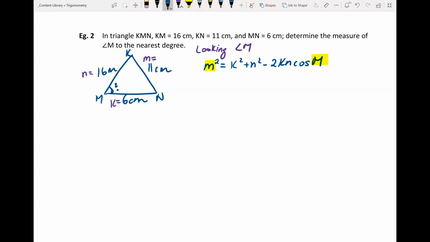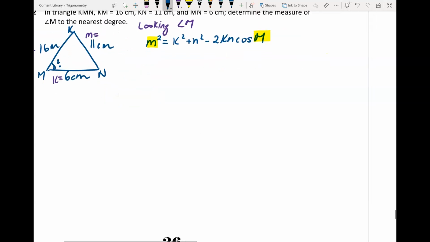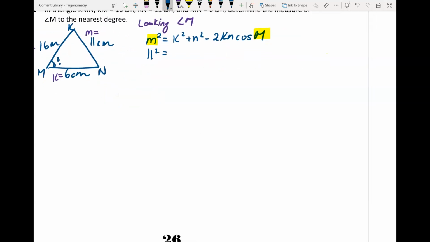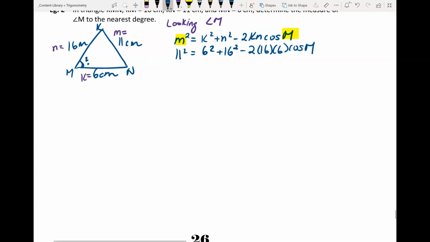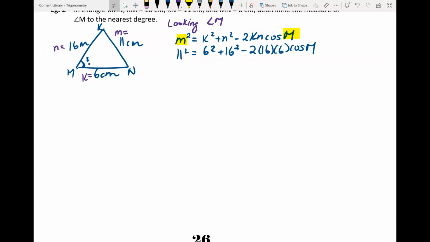Alright, so I'm going to plug in the information we know. We know side M is 11. We know side K is 6. Side N is 16. And angle M is what we're looking for, so I'm going to leave it as a variable. Now I'm going to simplify. I'm going to square each of those numbers.